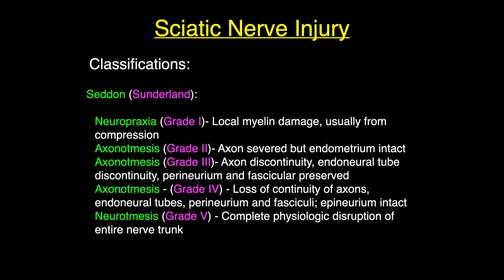And these are all clinically axonotmesis. Grade four is where you have a loss of continuity of the axons and the endoneurial tubes and the perineurium and fascicles, but the epineurium is still intact. And then neurotmesis, grade five of the Sunderland, is where you have a complete disruption of the entire nerve trunk.